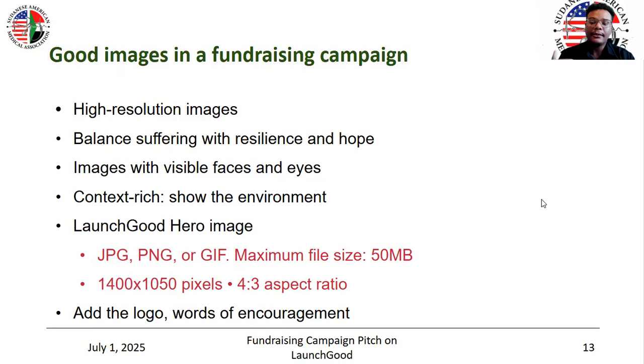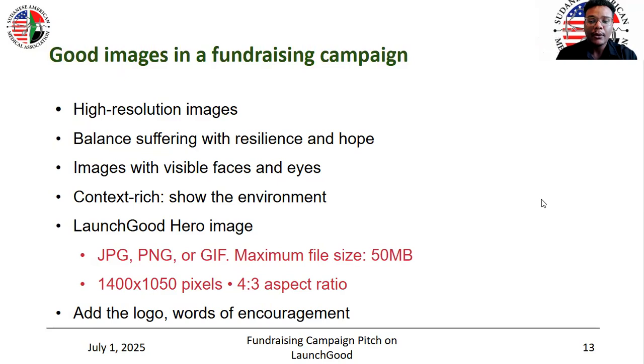So among the images in the campaigns, there's a hero image. This is the main campaign image that you have to upload separately when you are setting up the LaunchGood campaign on the LaunchGood platform. And this main image is really the most important image in your campaign. This is the image that grasps the attention of the donors. So it has to be really well selected from the inventory of images that you have.